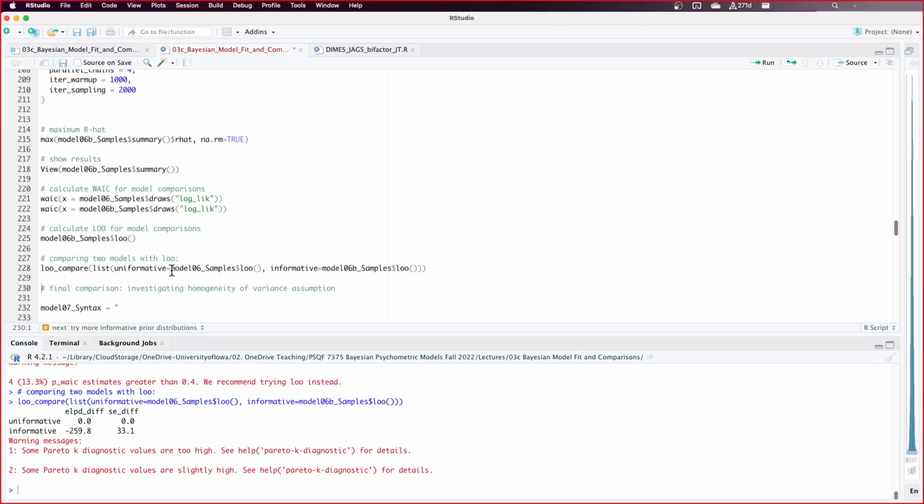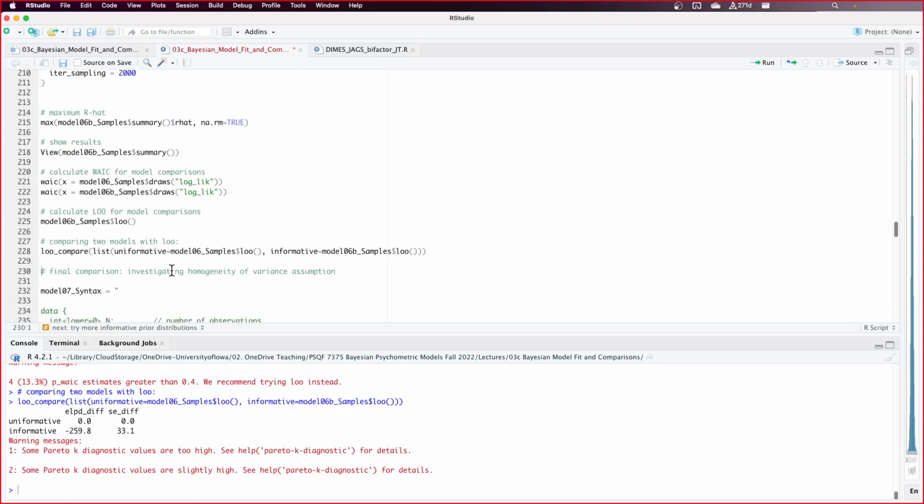Questions on what I've just presented? Yeah. So here you use the comparison to compare an informative model versus an uninformative one. Correct. Could you use it to compare a model with certain predictors and another with different predictors? Yes, you can. I didn't do that here, but I'm about to compare one more model.